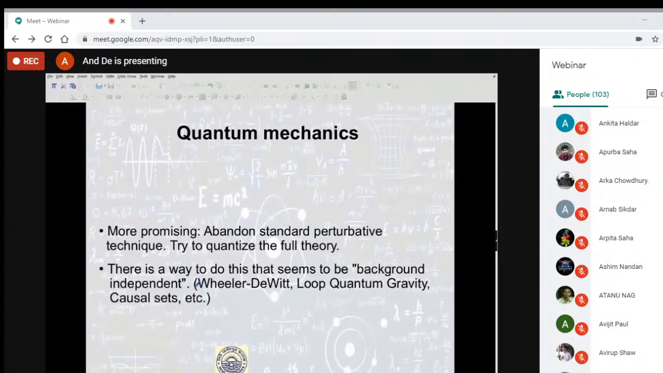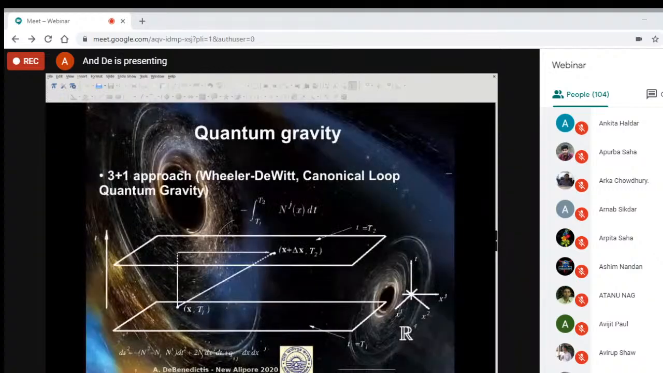One can abandon that perturbative attempt at gravitation, and you can try to quantize the full space-time and not look at it as flat space plus a perturbation. There are many ways to do this. Many of them are called background independent methods, such as old Wheeler-DeWitt theory from the 60s. This has been supplanted by something we call loop quantum gravity. There are also rather fancy theories like causal sets and things of that nature, which I will not talk about today. But let us talk about the first two approaches, Wheeler-DeWitt and canonical loop quantum gravity.